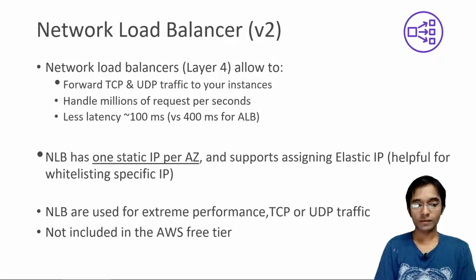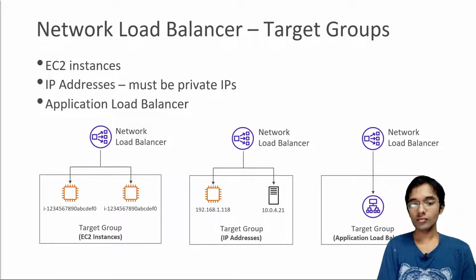For target groups for the NLB, you get EC2 instances, so they get registered directly with the network load balancer, and you are good to go. It could also be IP addresses. For example, if you have some on-premises servers you want to register, or if you wanted to register your EC2 instances with the private IP, you could do this as well. Or finally, a target group for a network load balancer could be an application load balancer.